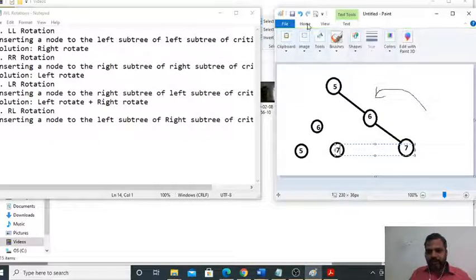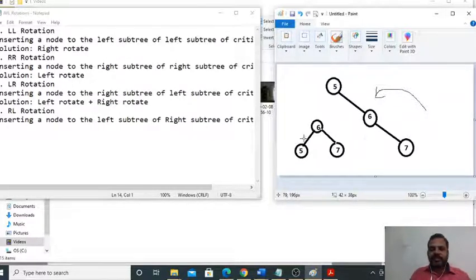Now this is the balanced tree. The balancing factor of 5 and 7 will be 0, and the balancing factor of 6 also will be 0, since the height of the left subtree and height of the right subtree is same. So this is RR rotation.